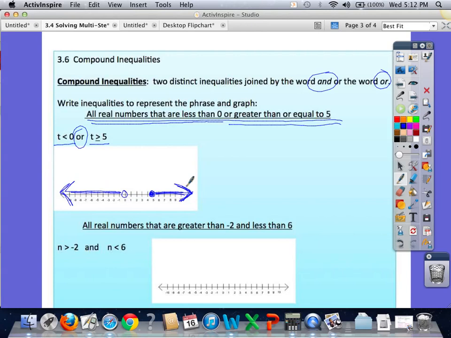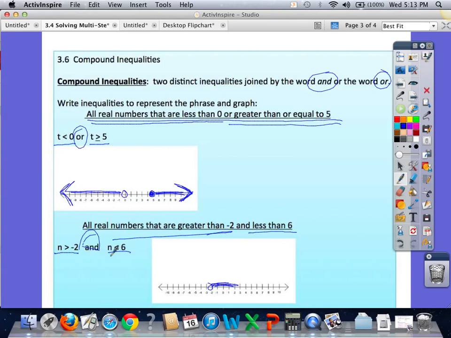The next one is all real numbers that are greater than -2 and less than 6. So we break that apart. n is greater than -2 and n is less than 6. All right, so when you graph that, you start at -2 and put a circle. And it's drawn towards your right because n is on the left side. You draw with the way the inequality is going. It's going to go on and on and on forever towards the right.